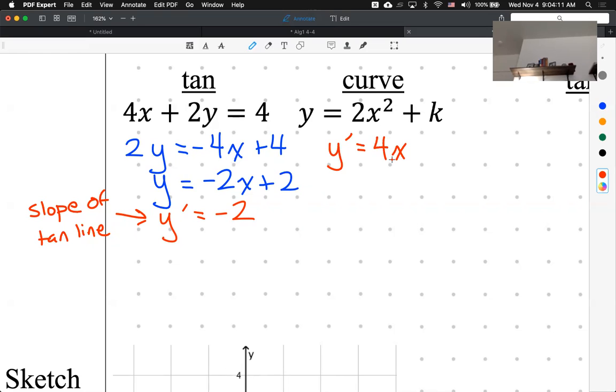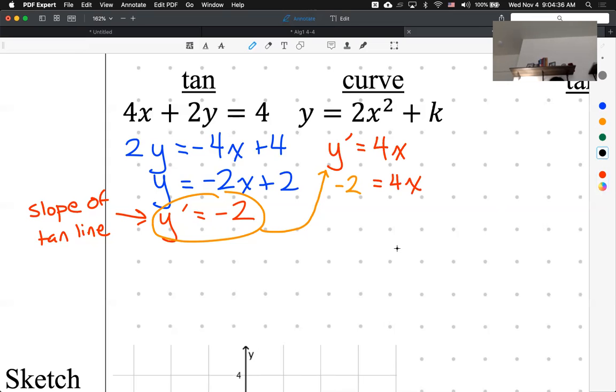Okay, there it is. So these two slopes have to be equal to each other because it happens at the same point. So we can set these equal to each other now. I can use some color coding here. This y prime equal to negative 2 is going to be substituted in for this y prime, and I get negative 2 is equal to that 4x.